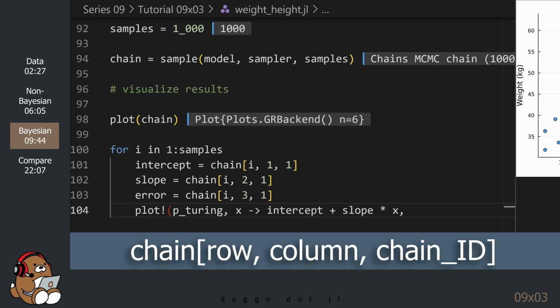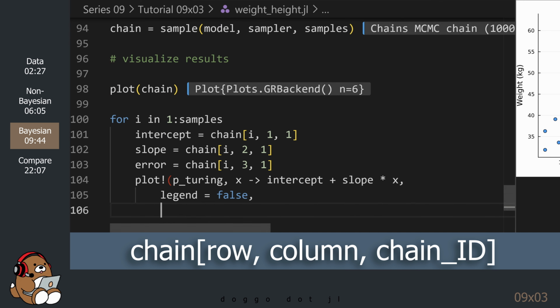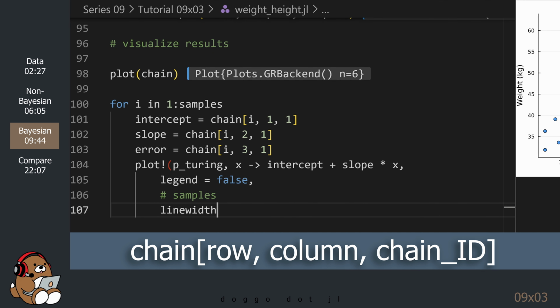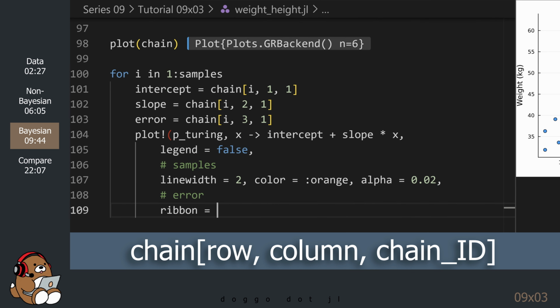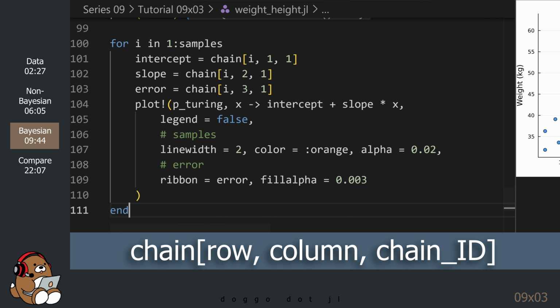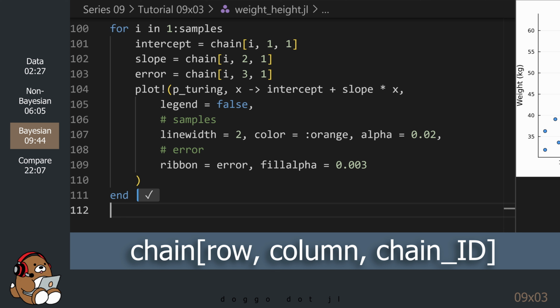The index for a chain contains 3 values. The first value is the row number. The second value is the column number. So column 1 is the first parameter. And the third value is the chain number. Since we only have one chain, the third value will always be 1 for today's example.